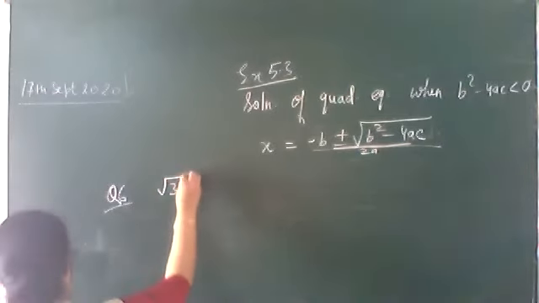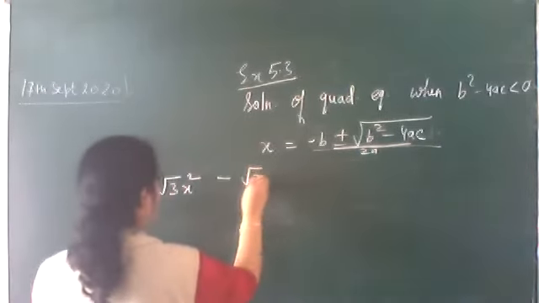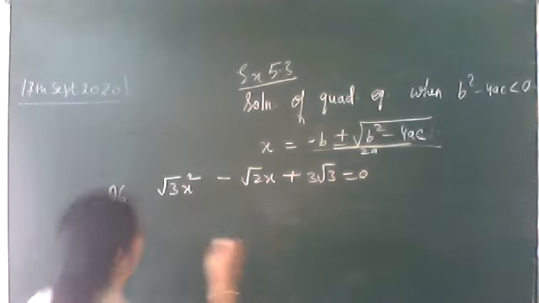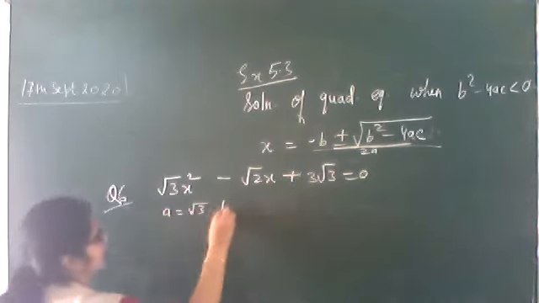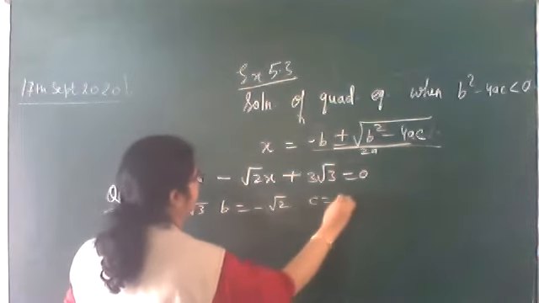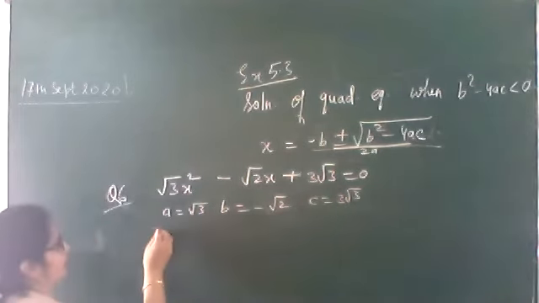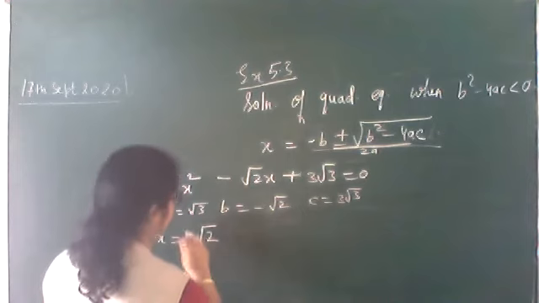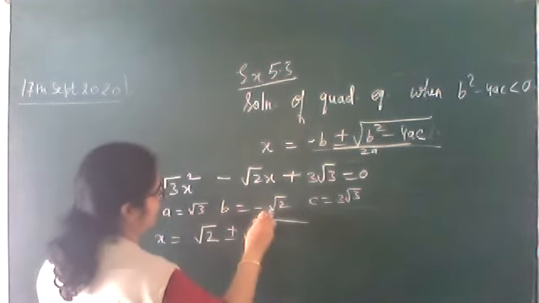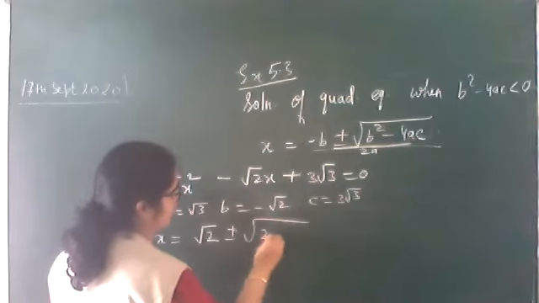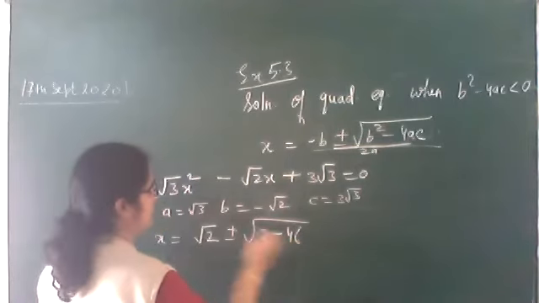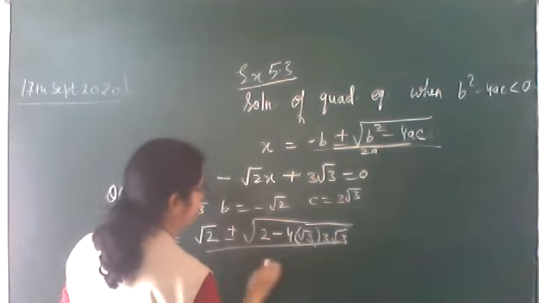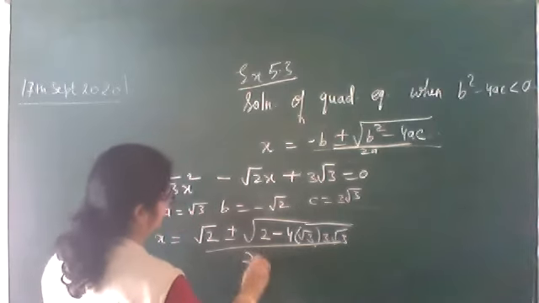Root 3 x square minus root 2x plus 3 root 3 is equal to 0. Clear? So what you have, a is equal to root 3, b is equal to minus root 2 and c is equal to 3 root 3. Clear? So what you will write, x is equal to minus b, minus into minus will be plus b, minus b plus minus root of b square. B square is minus root 2 whole square. That is 2 only, b square minus 4 times a is root 3 and c is 3 root 3 upon 2a, upon 2 times a is root 3.